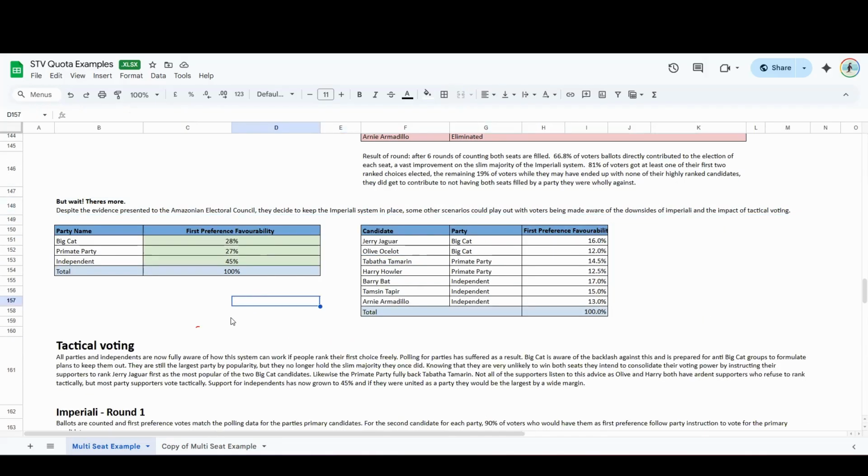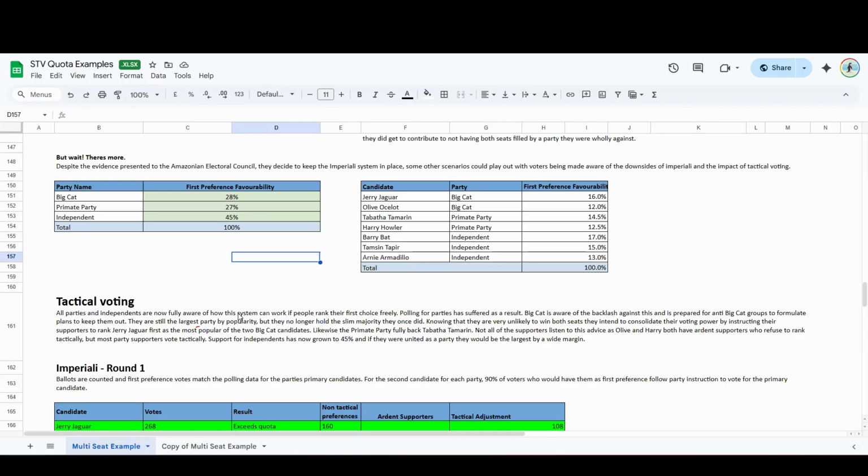So in this instance, this next time around, people have gotten wise to the situation. They've seen how unfair this system is, but for some reason it's still in place. But they've had enough time, at least the other party here have had enough time to think, we should be tactical about this. And also as a result of this unfair voting system that was used in the previous election, the Big Cat party favourability has actually gone down significantly because people don't like it.